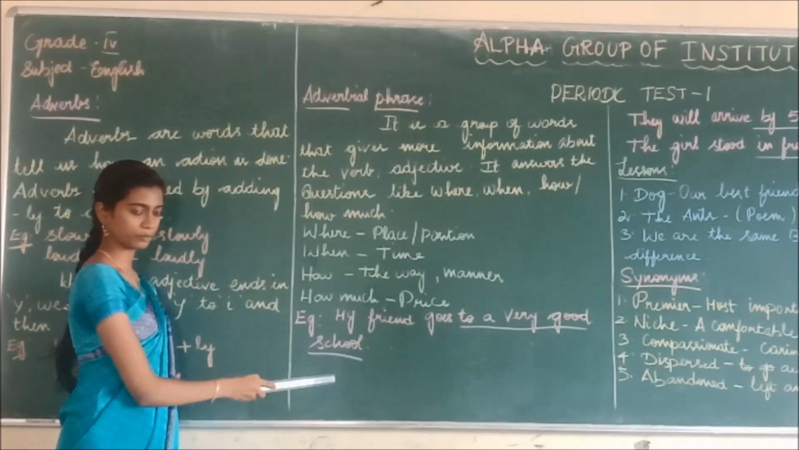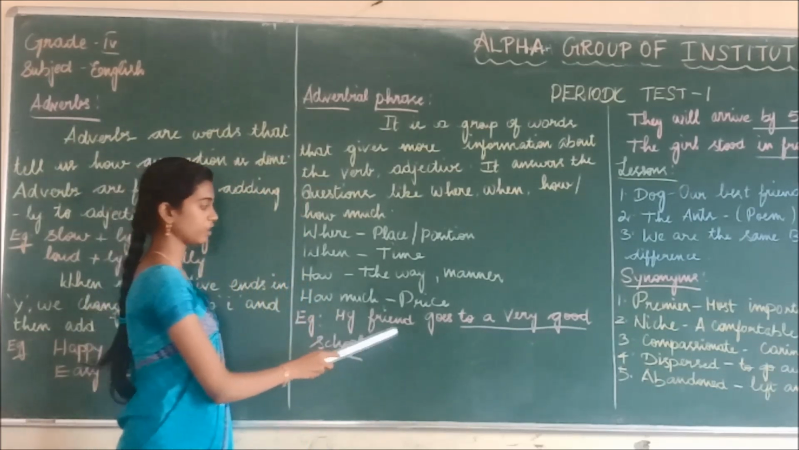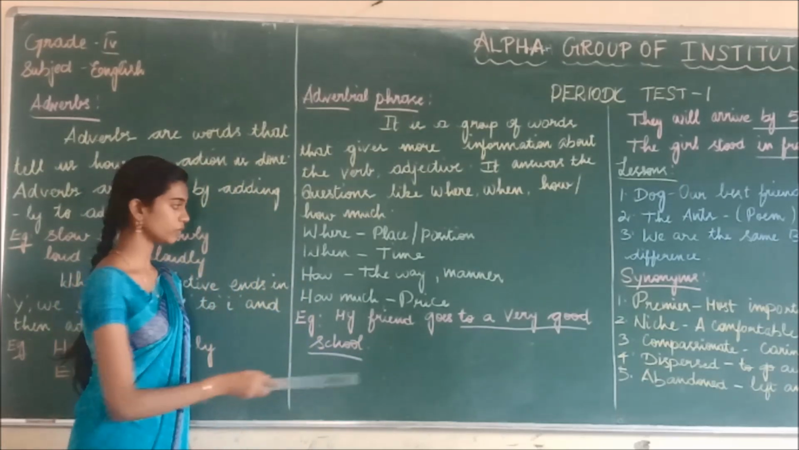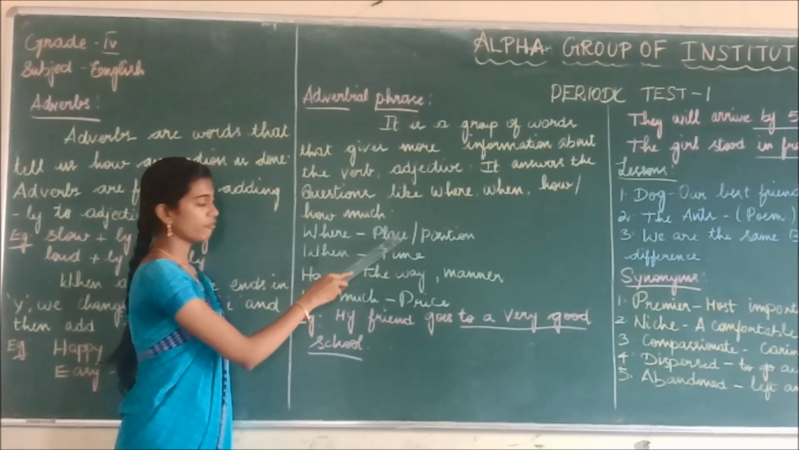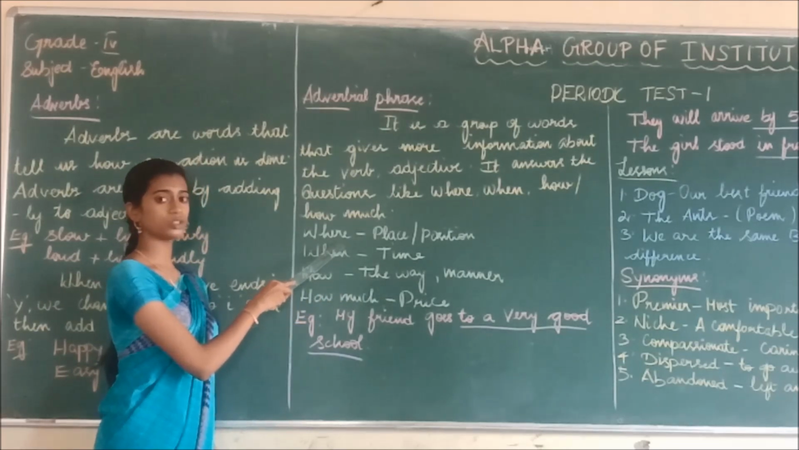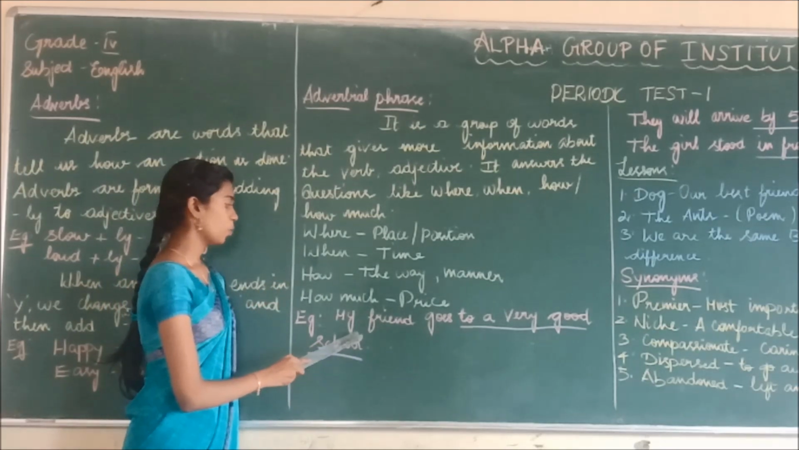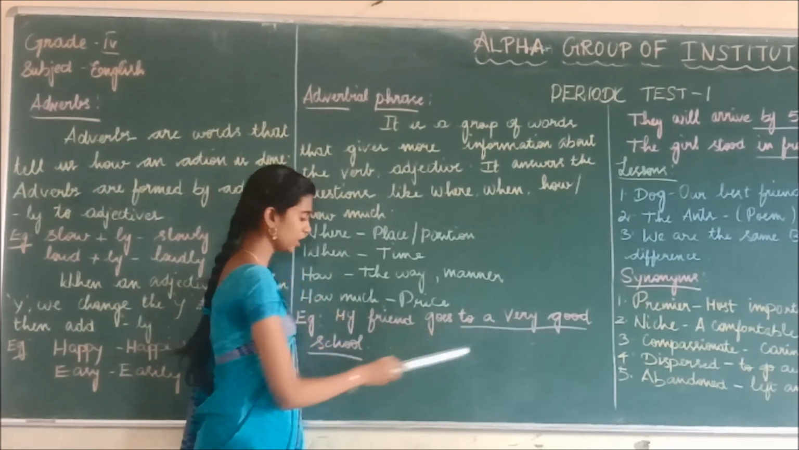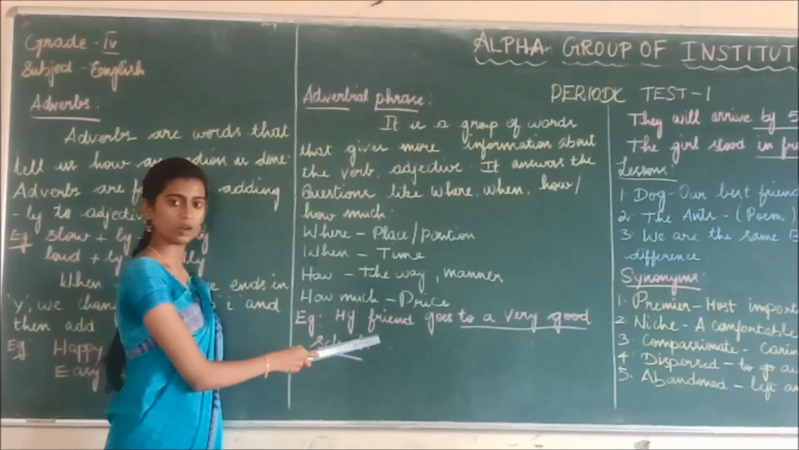So I have given an example for you. My friend goes to a very good school. How do you ask the question? This very good school refers to the place. When it refers to the place, you have to use the question word where. Where does your friend go? My friend goes to a very good school. So it answers the question where. So it is known as the adverbial phrase.